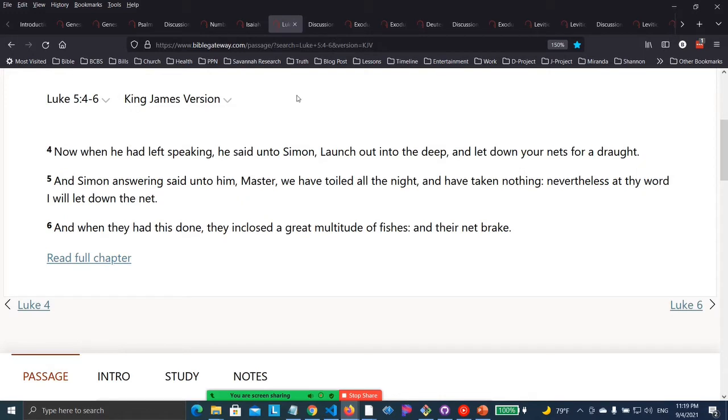Again, there's one more important reason why it is super important to get the first day of the month right, and it's right here in Luke 5:4-6. Now, when he left speaking, he said, "Simon, launch out into the deep and let down your nets for a draught." And Simon answered and said, "Master, we've toiled all night and taken nothing. Nonetheless, at your word, I'll let down the net." When they had done this, they enclosed a great multitude of fish, and their net broke.